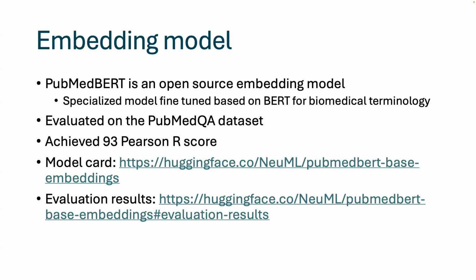The PubMedBERT model is an open source embedding model that is fine-tuned on BERT for the specialized use case of biomedical terminology. This model has been evaluated on the PubMedQA dataset and achieved a 93.27 Pearson R-score.